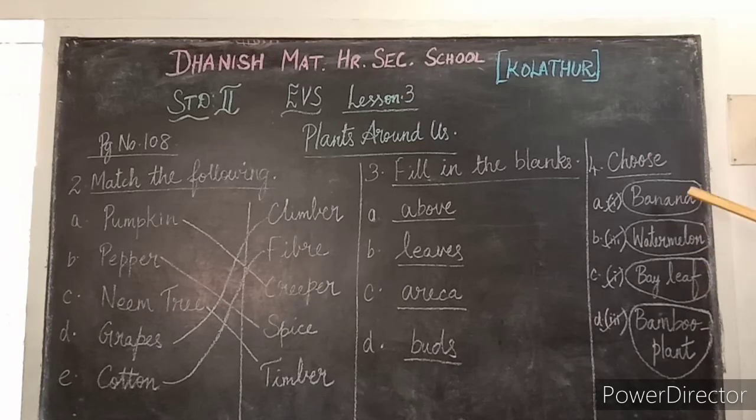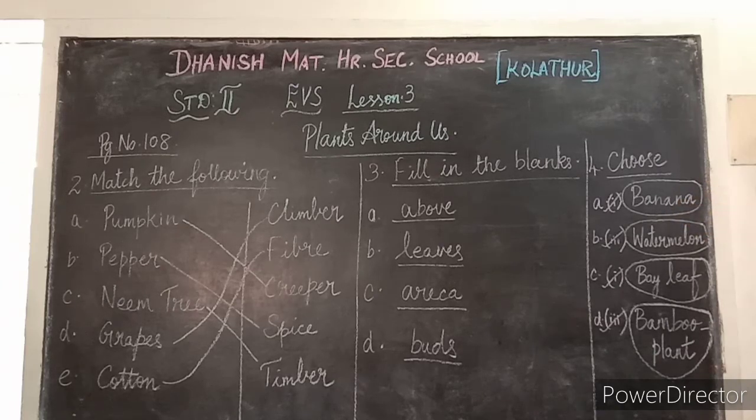Okay, so now see the first one, A. A plant which gives fiber. Here you can see three options: first one banana, second one tulasi, third one rose. Which one is correct? Banana is correct. So you circle like this, and you can tick like this also. Or you can write the answer near the question. A plant which gives fiber is banana. The correct answer is banana. So you circle it, okay children.